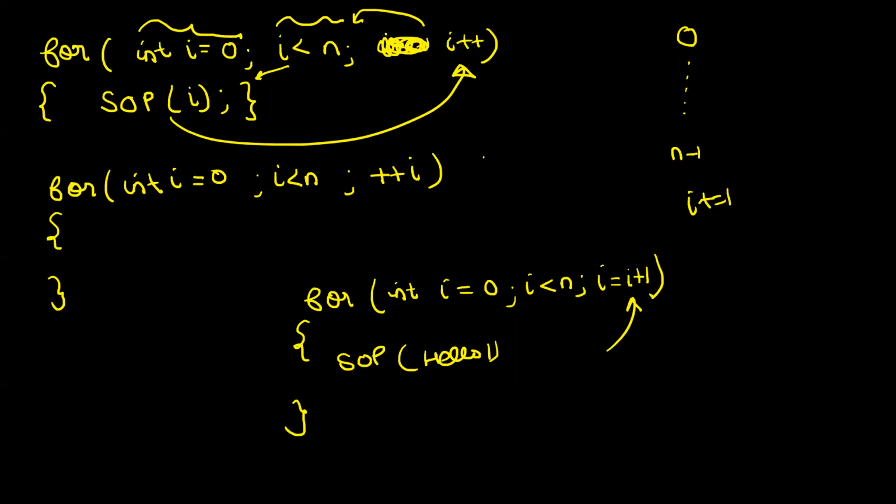See, one way is i = i + 1. Does anyone have any doubt in this? How is this increasing the value of i by 1? Now, a shorthand representation of writing the same thing is i += 1. This is the same thing. i += 1 is the same as i = i + 1. This is a shorthand representation of writing the same thing.